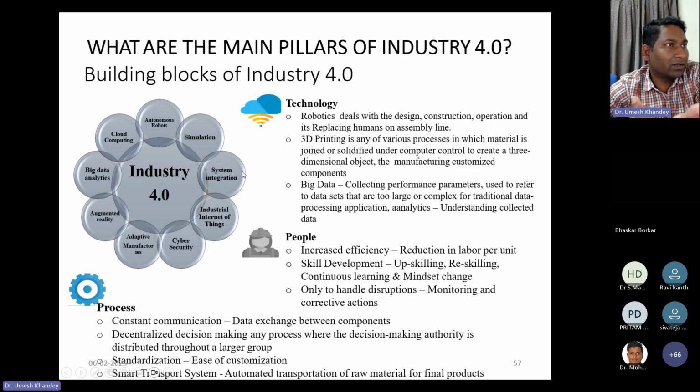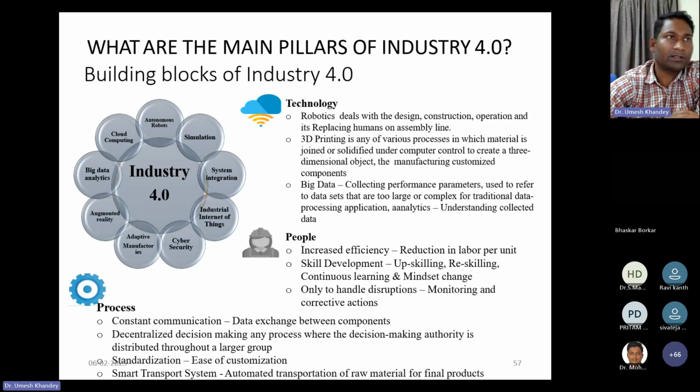Next, system integration is required, simulation is required, and the main thing, robotic automation or automation robots, is required to actually perform the operation on the designated places or machining centers. As for the technology, robotics deals with design, construction and operation, and it is replacing humans on the assembly line for making the component.